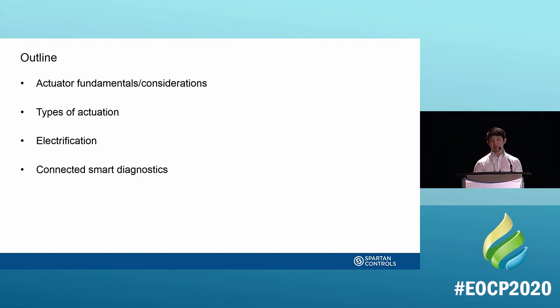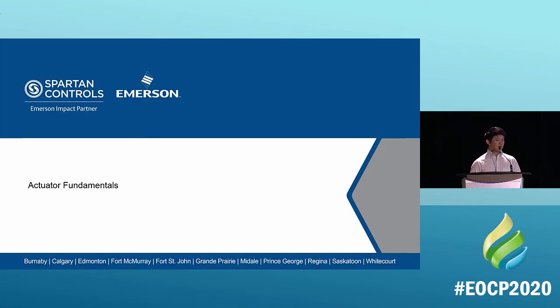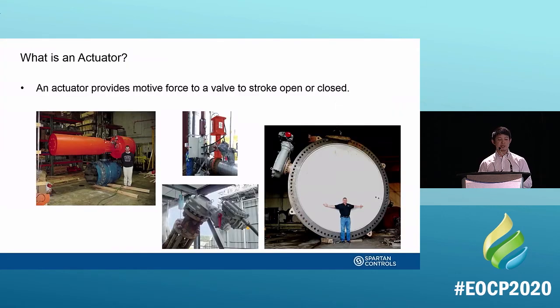Then we'll look at different types of actuation, different types of designs, and why I would consider one versus the other. Then we're going to go into electrification, electric actuators, the smarts in those electric actuators, and how those smarts and the new advances in technology and actuation can help you out and help your plants get more smart and get access to more data. All right, so let's kick this off.